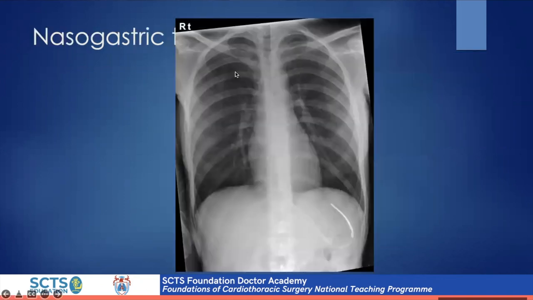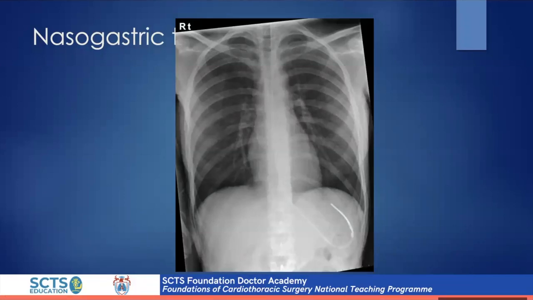And here we'll go over quickly NG tube placements. Can anybody tell me a few things about NG tube placements that we need to comment on when looking at them on a chest X-ray? Is it below the diaphragm or not? Is there a gastric bubble? Past the carina and below the diaphragm? Excellent. Yeah, those two things.